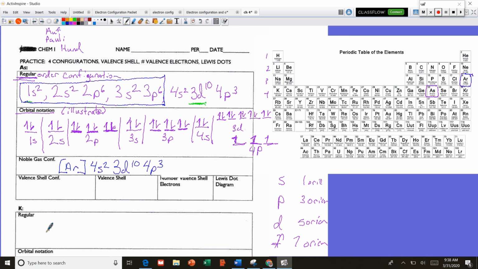All right. Now for valence shell configuration, remember what a valence shell is? The valence shell is the outermost electron shell. So all we're going to write is what's on the outermost shell.